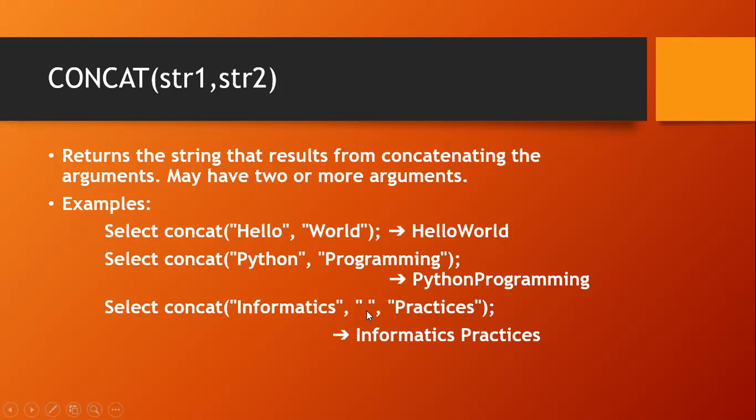If you want to add the space, you can do it this way. Select concat, the first string, comma, second string should be a space. In single quotes or double quotes, you have to give one space, or however many spaces you require. After that, the third string. So all these three strings will be concatenated, joined or merged.